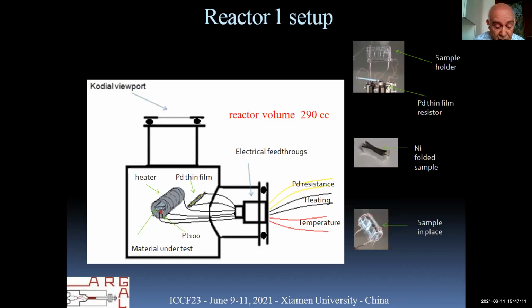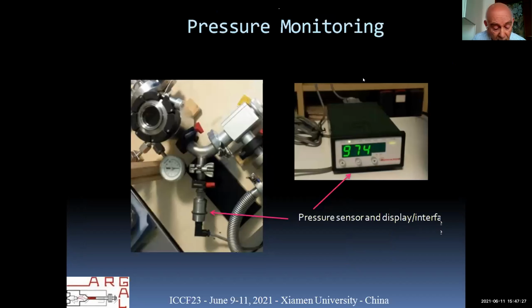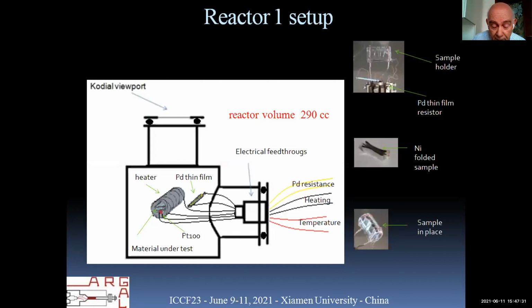In the photos on the right of the setup, we have respectively the sample holder and the thin film resistance here, and the nickel strip, the nickel strip folded several times, and then the material inside the glass tube here.